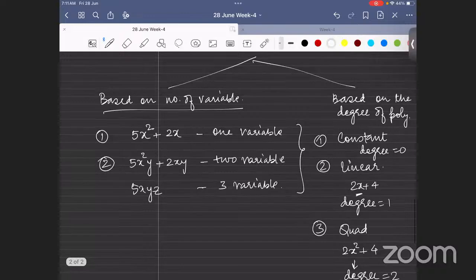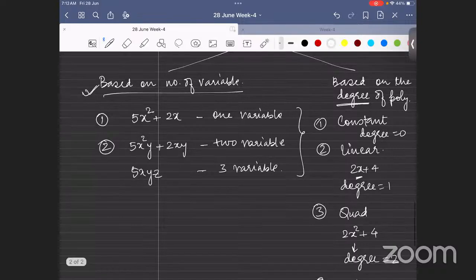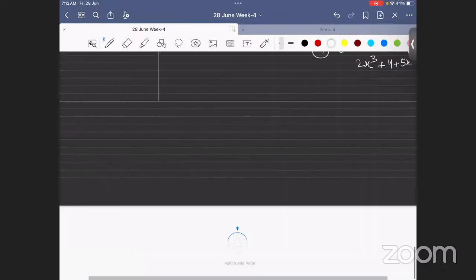Based on that, you can divide a polynomial by whether it has one variable, two variables or three variables, based on the number of variables available, or by the degree. Degree basically is the exponent. I'll just define degree also.